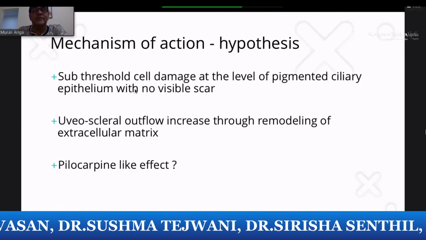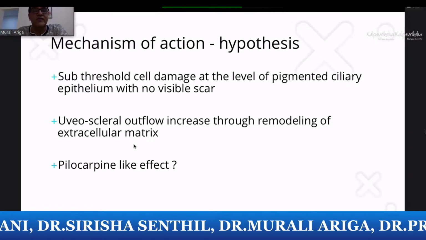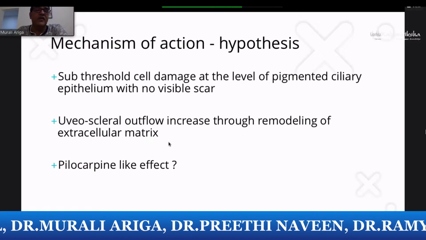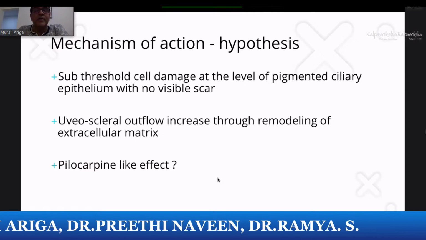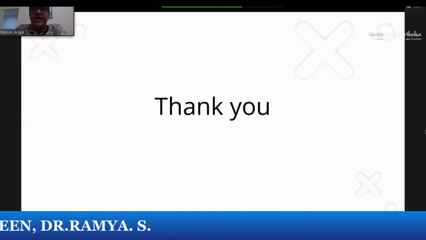It's supposed to cause subthreshold cell damage at the level of the pigmented ciliary epithelium with no visible scar. The avascular outflow increases through the remodeling of extracellular matrix, possibly considered to be a pilocarpine-like effect. I think I will stop here in the interest of time and take any questions if you have.